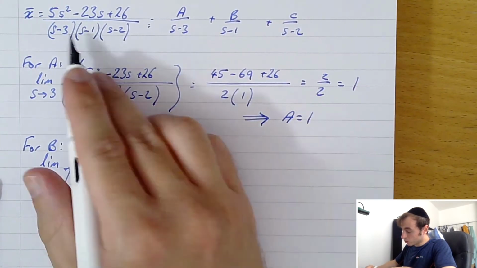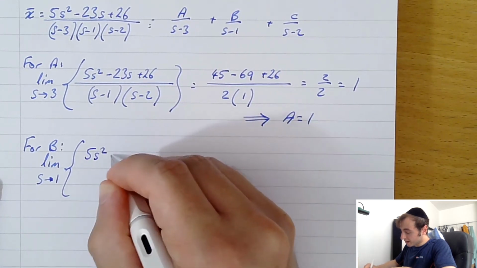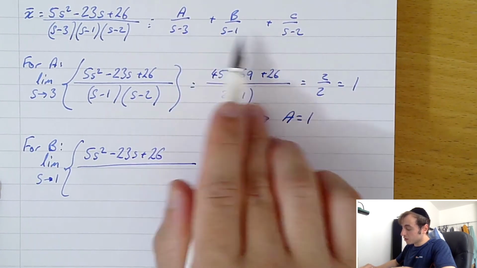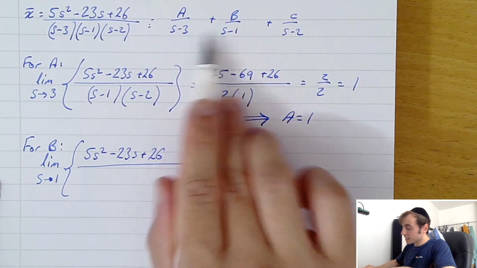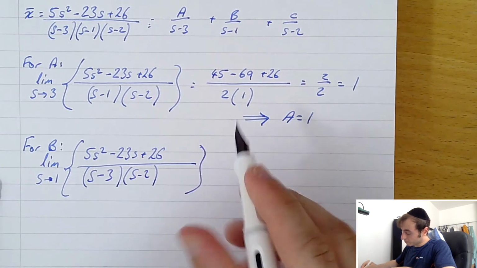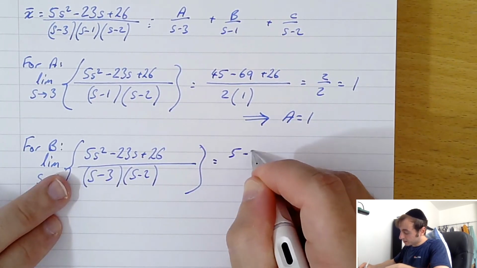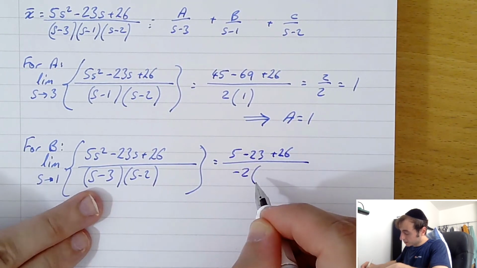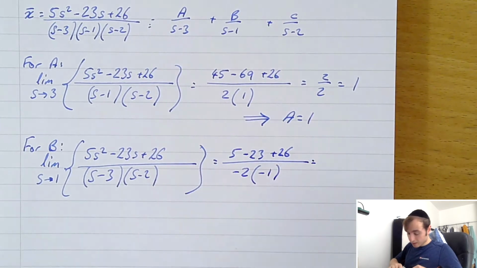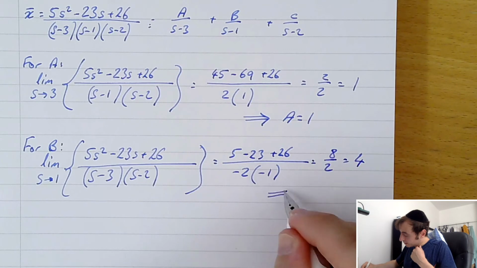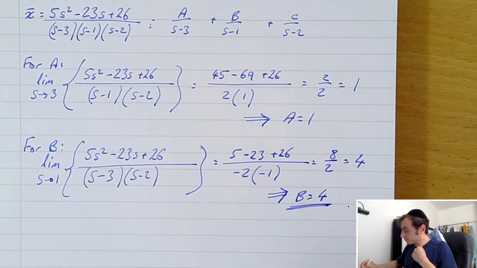And you write the numerator always on the top, which is always the same: 5s squared minus 23s plus 26, all on the remaining denominators, so not the one that you're working with. So it's s minus 3 and s minus 2. So it's going to be 5 minus 23 plus 26, all on 1 minus 3, which is minus 2, times 1 minus 2, which is minus 1. So that's going to be equal to 5 minus 23 plus 26, that's going to be 8 on 2, which is 4. So that implies that b equals 4.